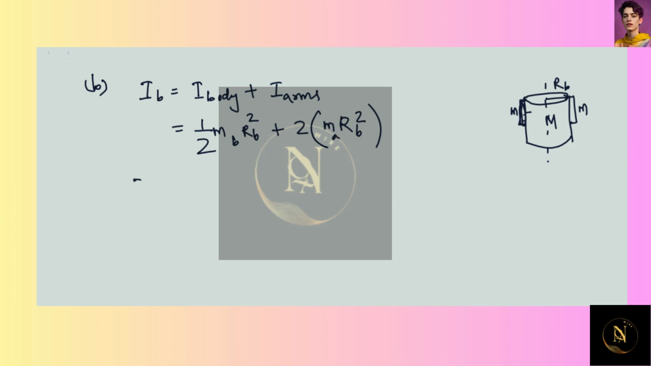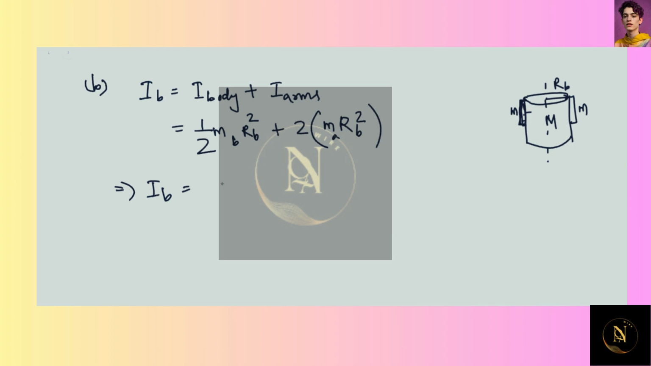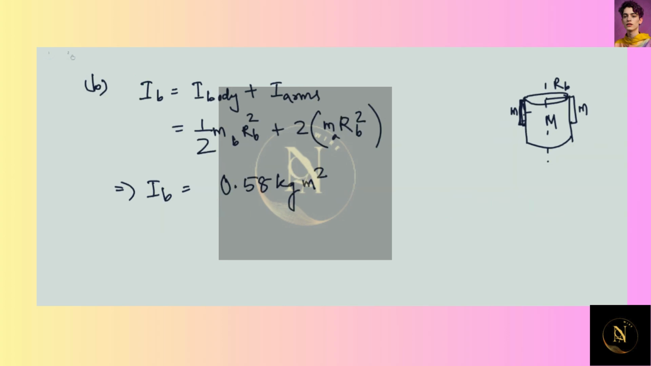So doing that, now we can substitute the values over here, and we get the moment of inertia in this part to be 0.58 kg times meter square. I think I said kg per meter square over here. I don't remember, but yeah, this is kg times meter square.